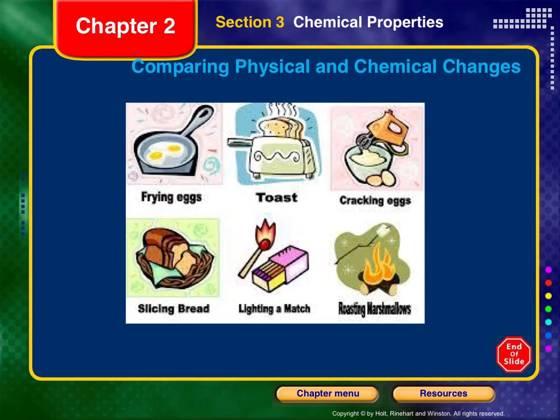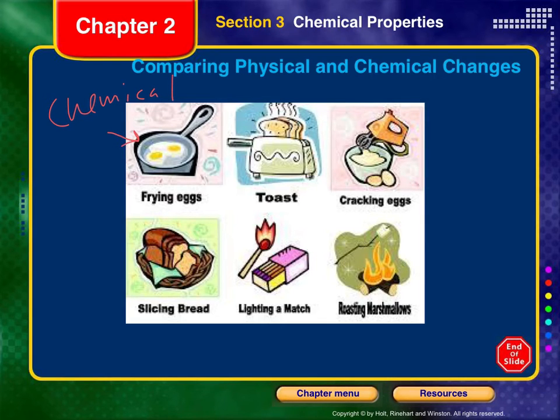All right, so here are six little pictures. Let's try and identify which one is a physical change and which one's a chemical change. I'll start over here with the frying eggs. All right, I've cracked them. I put them in the frying pan. I'm applying heat. We think back to our example for chemical changes. Something that usually gets warmer is an example of a chemical change. We've actually got a new substance, so this is a chemical change.